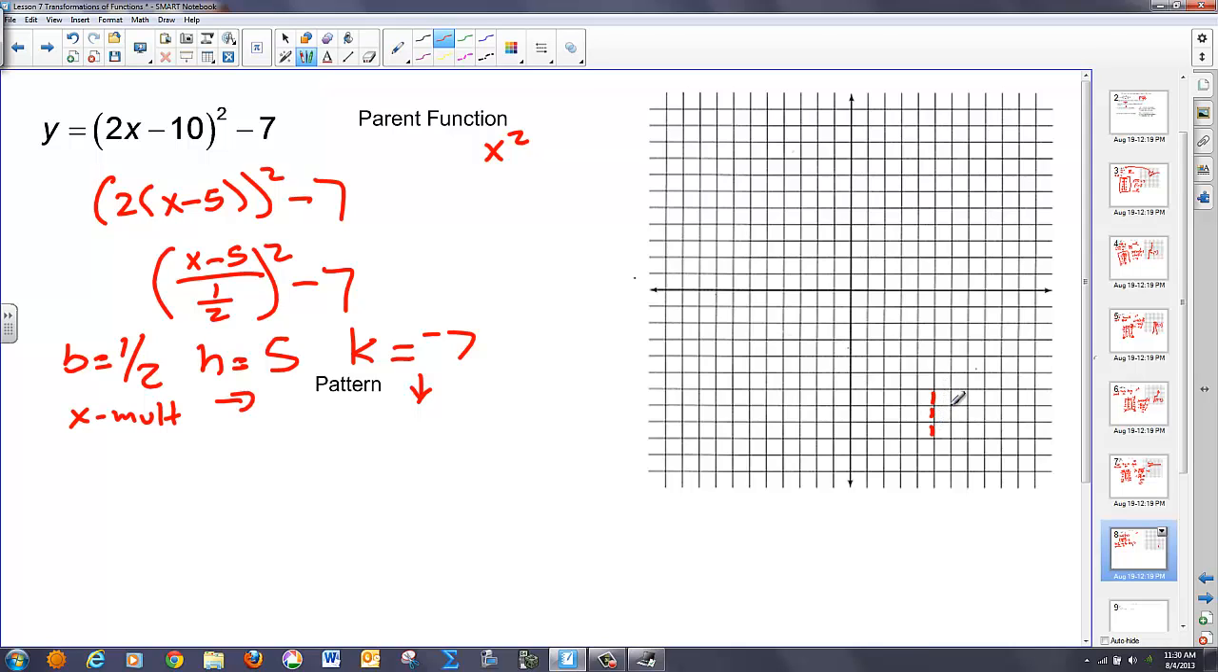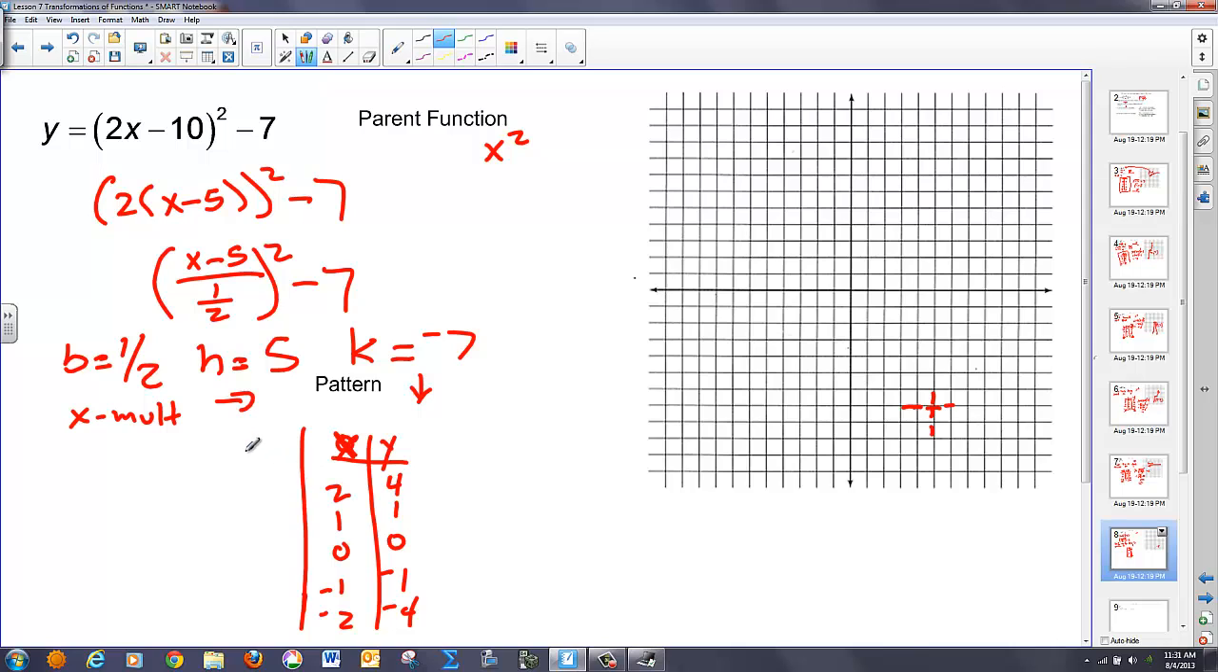Like so. We'll look at our pattern, which is an x squared pattern. So in this case, if I start with an x and a y, and I have 2, 1, 0, negative 1, negative 2, I have 4, 1, 0, negative 1, negative 4. And in this case, I'm multiplying all my x coordinates by a half.